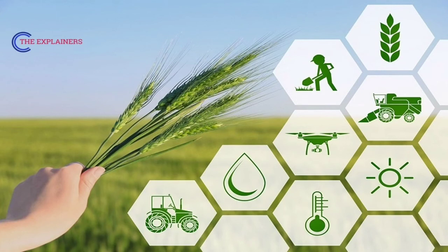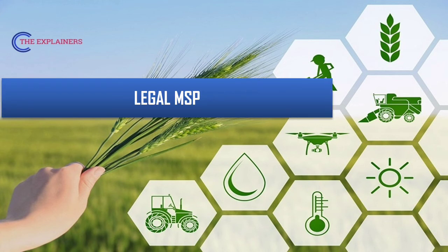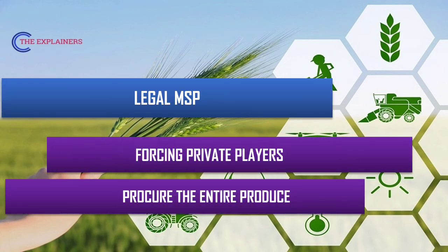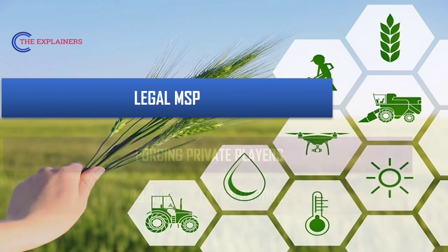Now let us look into what legal MSP means. The government can make MSP legally binding in two ways. One, by forcing private players to procure crops at MSP, or two, the government can itself procure the entire produce from the farmers at MSP.